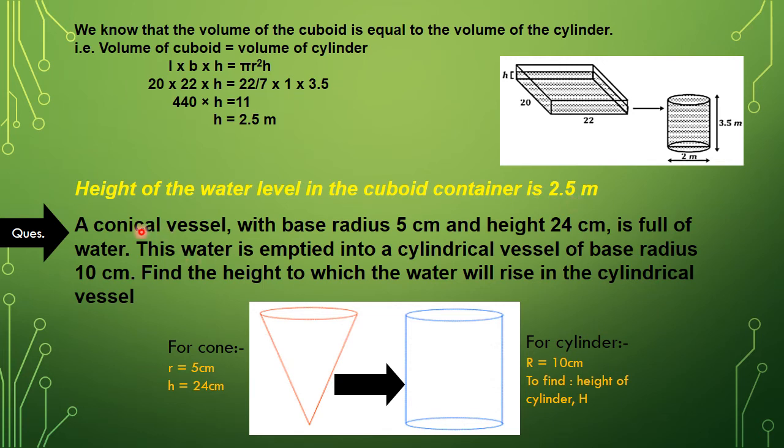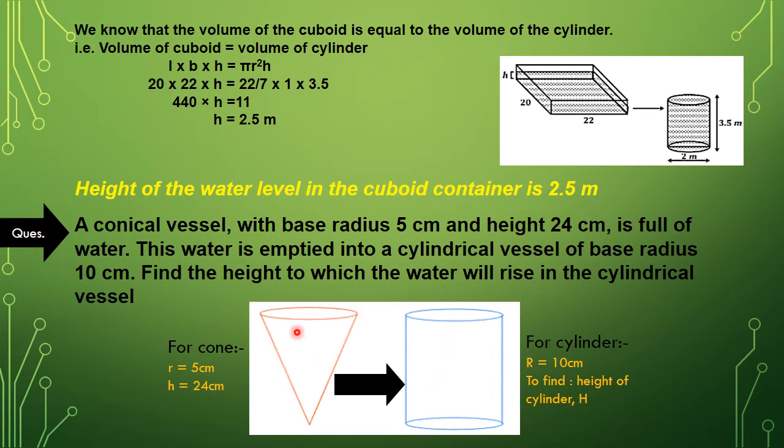Now see one more question. A conical vessel with base radius 5 centimeter, right? Height is 24 centimeter, is full of water, and this water is emptied into a cylindrical vessel of base radius 10 centimeter. Find the height to which the water will rise in the cylindrical vessel. Means here we have to calculate the height of the cylinder. As you know, this conical vessel and the cylindrical vessel, their volumes are the same. Clear? So we are going to equate the volumes.